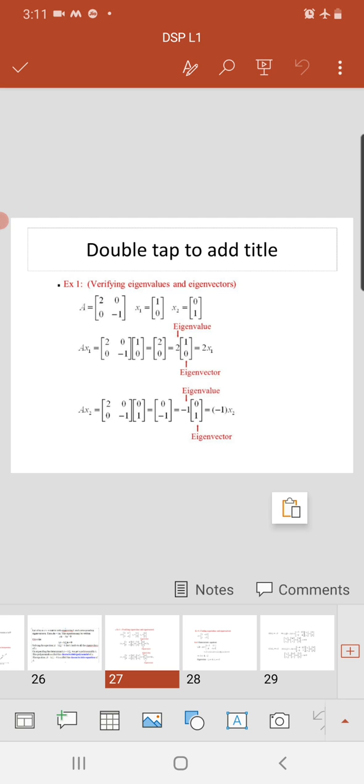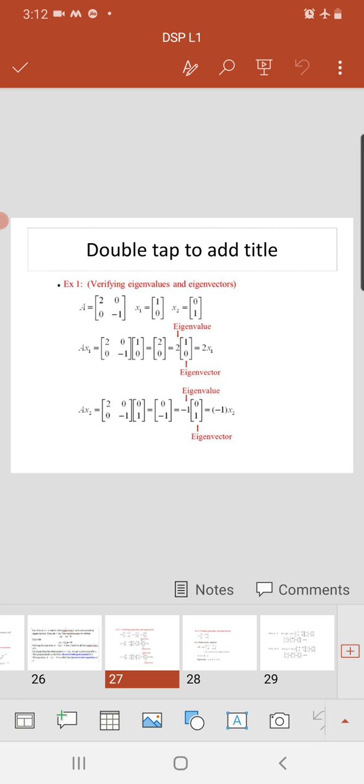Now first, A x1, that is the multiplication of matrix A and vector x1. The output of this matrix multiplication is [2, 0]. Now here 2 is taken as common from the matrix, so next is 2 times [1, 0]. So here 2 is the eigenvalue and [1, 0] is the eigenvector, that is 2 of x1.